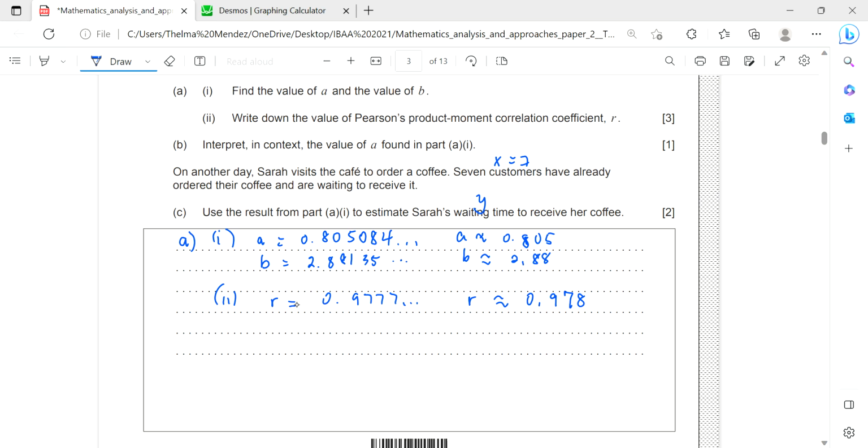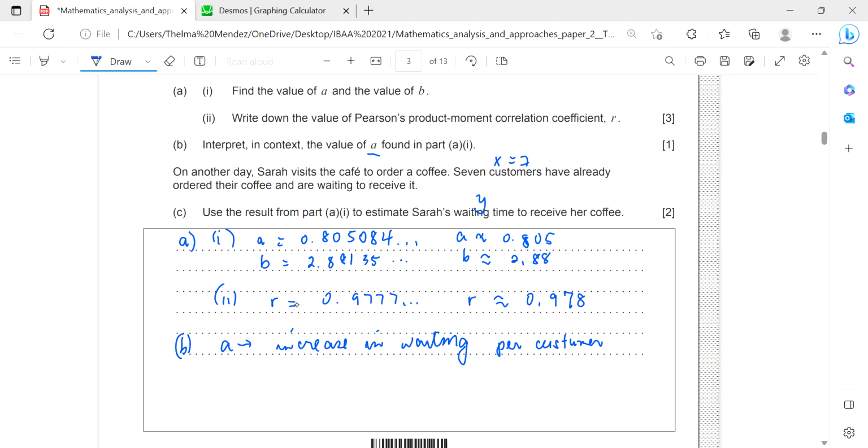We haven't answered letter B. So we interpret in context the value of A. So A refers to the average increase in waiting time per customer. Remember, A represents the slope or the change. So they'll talk about the rate. So it's either an increase or decrease. Increase in waiting time per customer.